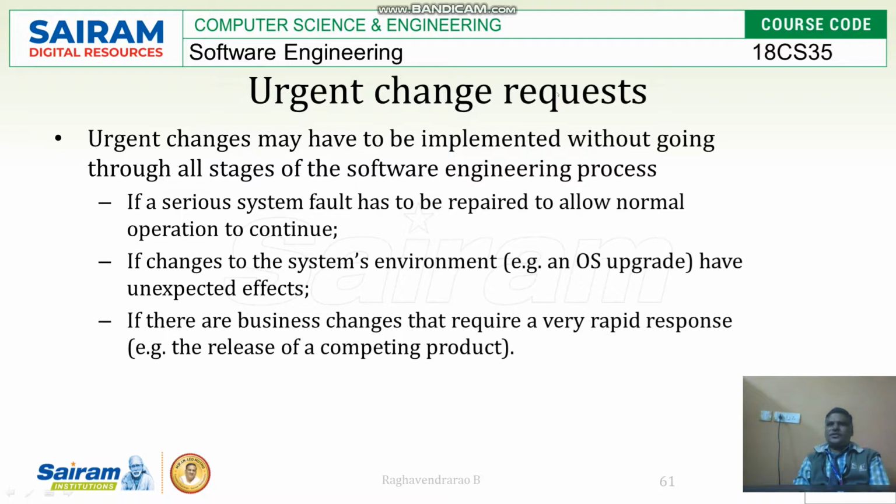In the urgent change request, it doesn't need to follow all the processes of the software engineering cycle. Directly it goes to that particular environment, and repair work has to be done for that particular software, and it should be released. There is no need for testing or retesting of the other things. It is not going to be done.